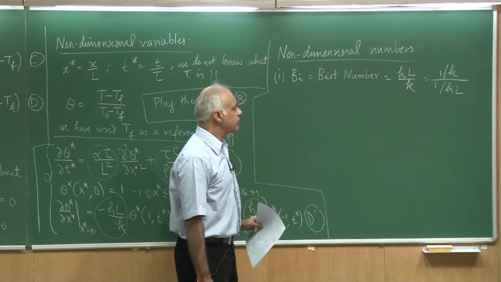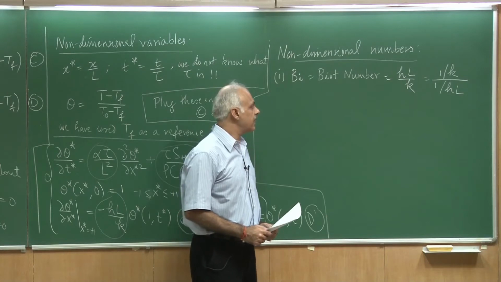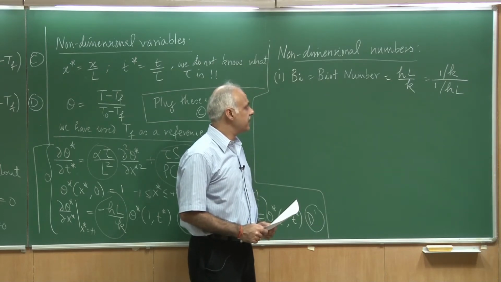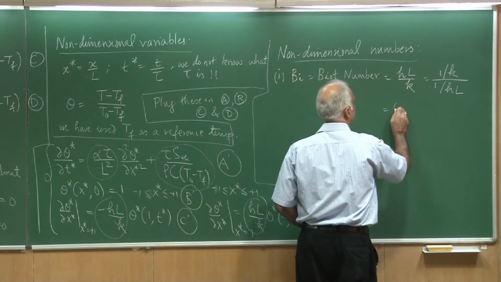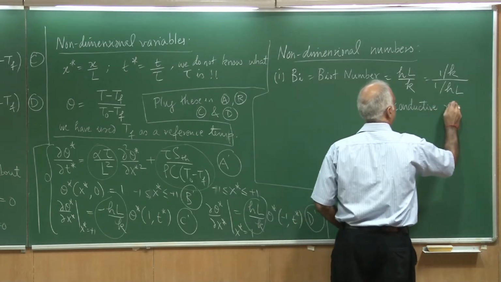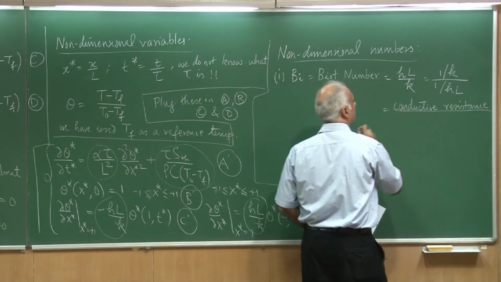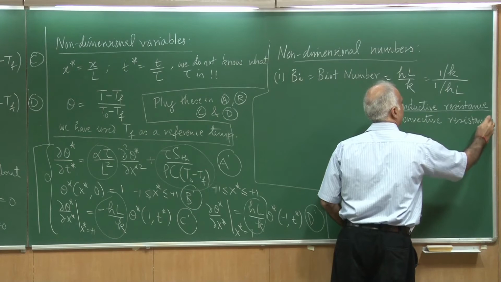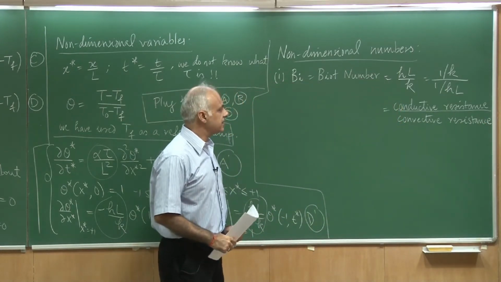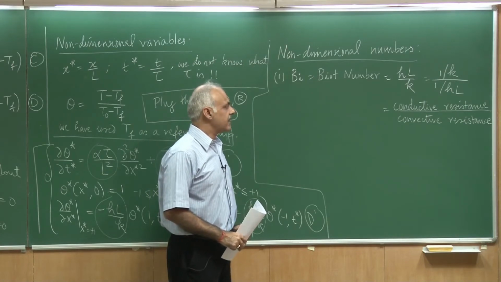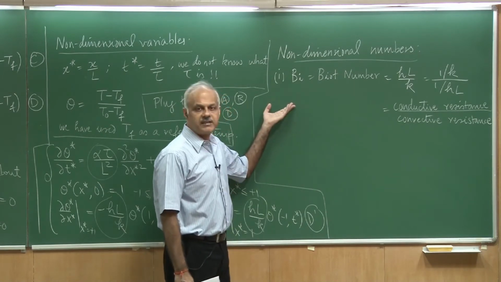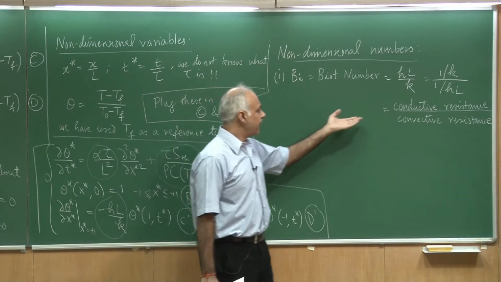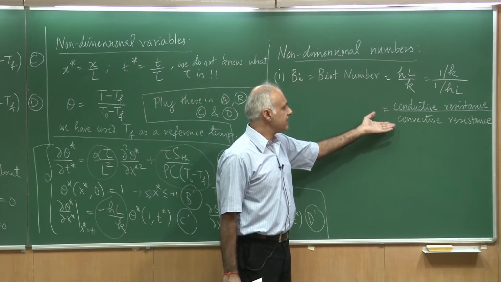Now, as you know, I could think of temperature as some kind of a potential, and then I could talk about what is the resistance to that temperature gradient being equalized. So I could think of this 1 by K as conductive resistance, the ratio of conductive resistance to the convective resistance. So just like we talked of things like Reynolds number, Froude number in the case of fluid mechanics, this is your first non-dimensional number as far as heat transfer is concerned. So we are calling it the Biot number. Obviously Biot number means the ratio of your conductive resistance to convective resistance.